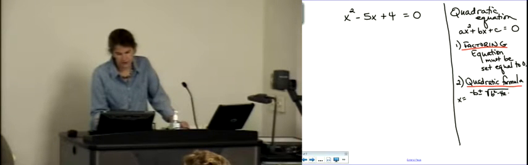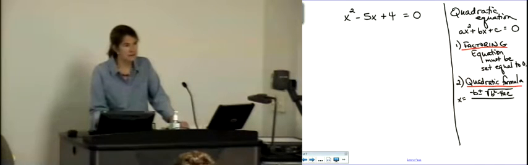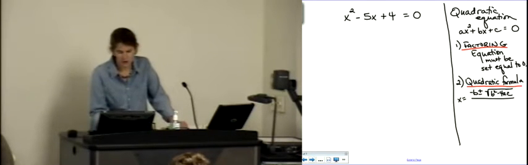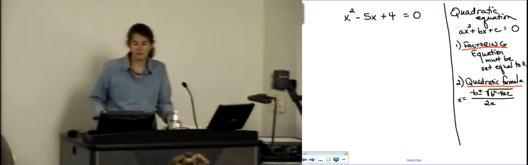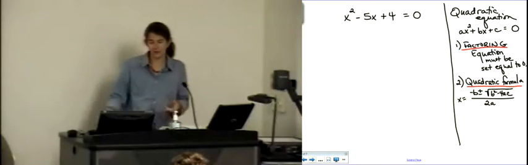Did you give it to me in that order? You gave it to me a little different, didn't you? I got it wrong. You had b squared, right? So we have negative b plus or minus the square root of b squared minus 4ac over what? 2a. Negative b plus or minus the square root of b squared minus 4ac over 2a.